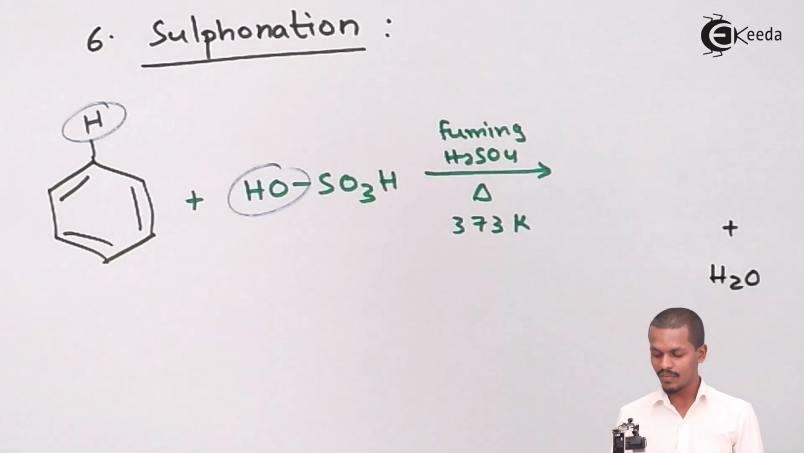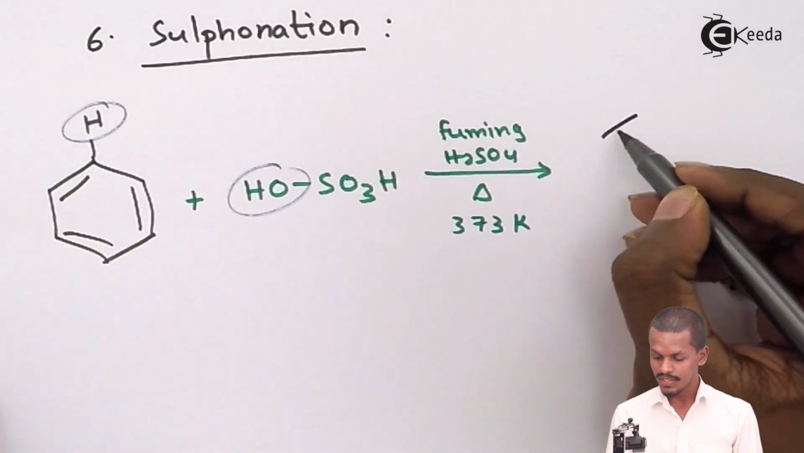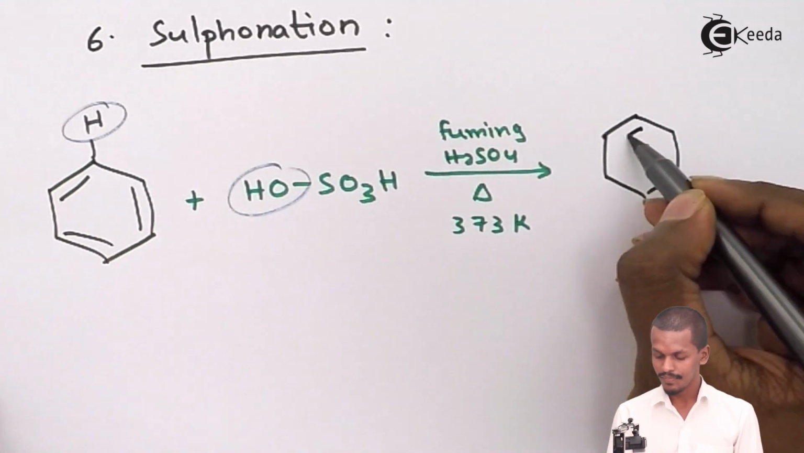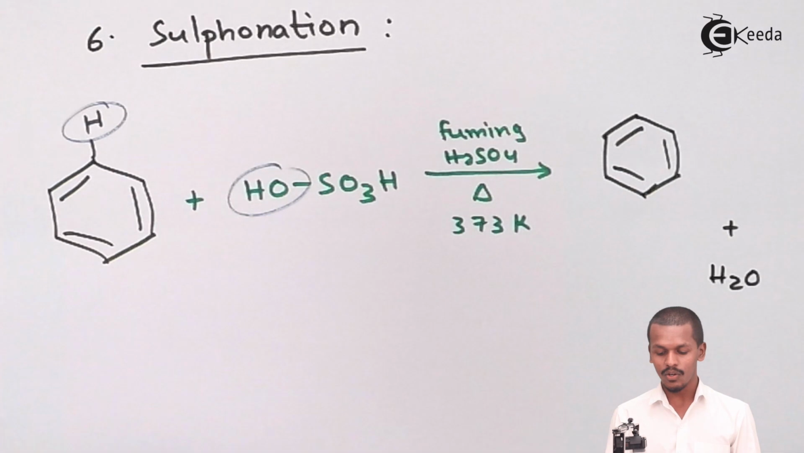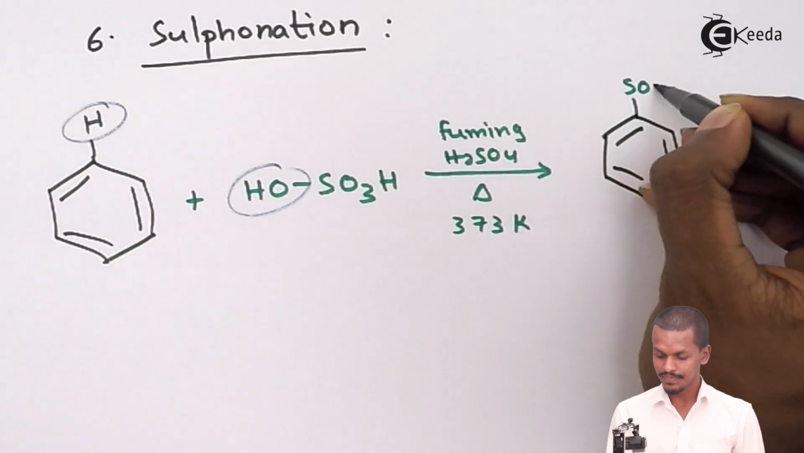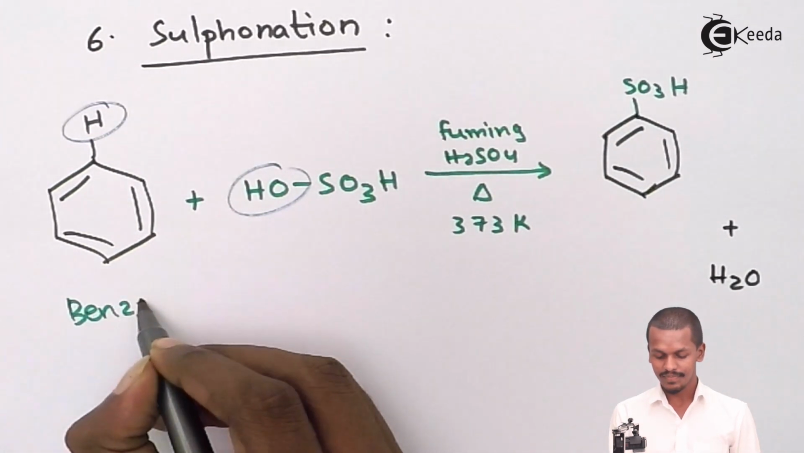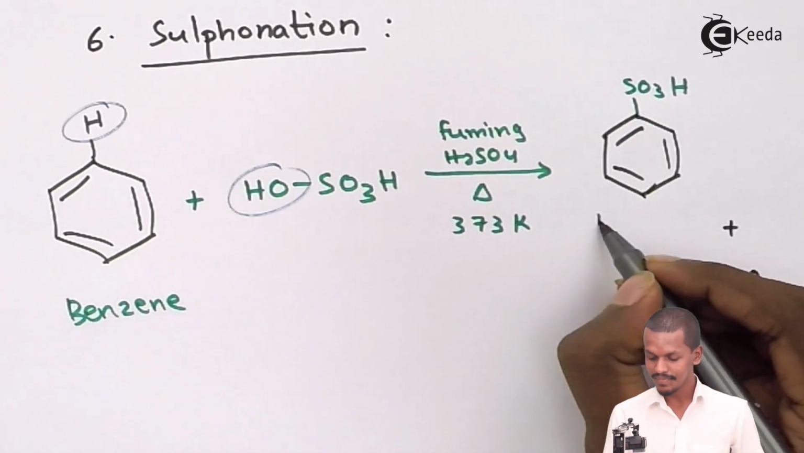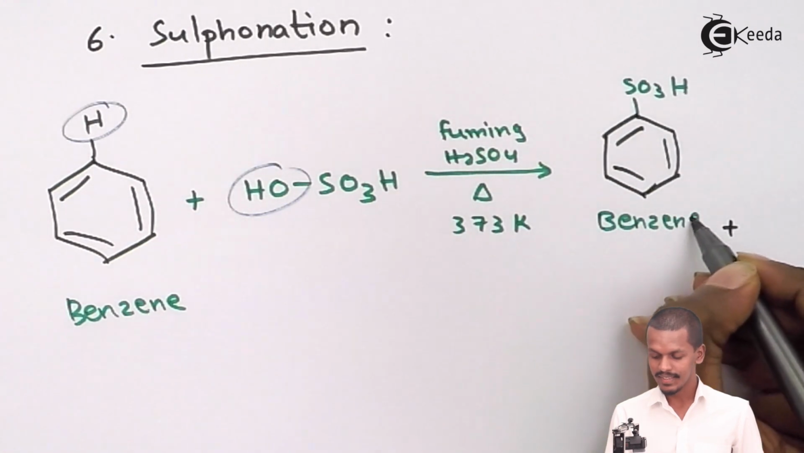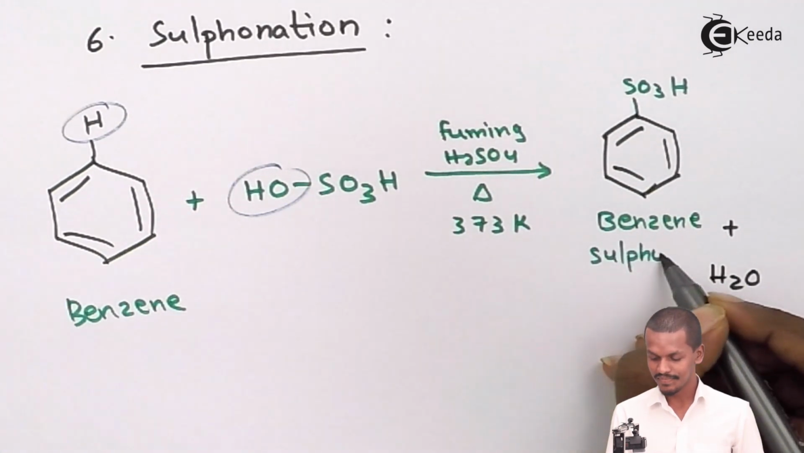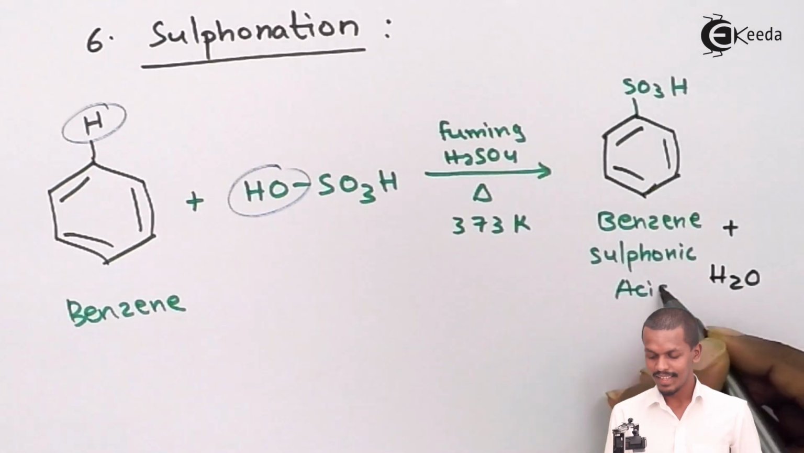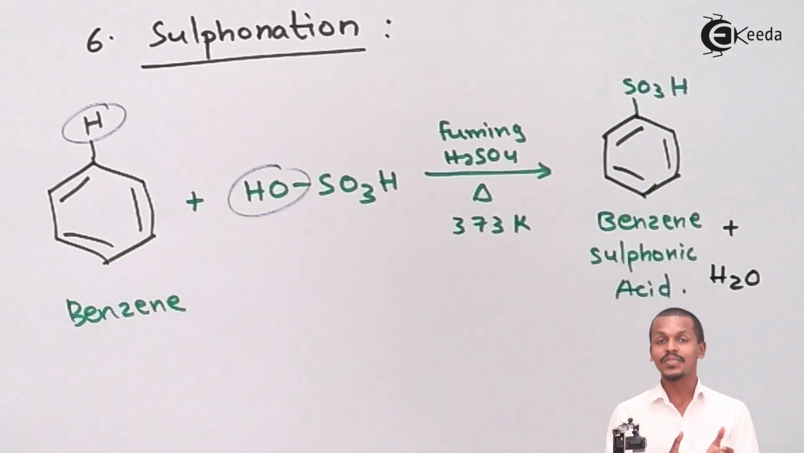So now the only thing left with us is the benzene ring along with the SO3H. This is the benzene ring that we have, and along with that the SO3H. So this is what we have converted, benzene into benzene sulfonic acid. This was the reaction of sulfonation that I wanted to explain, and that's how it would happen.